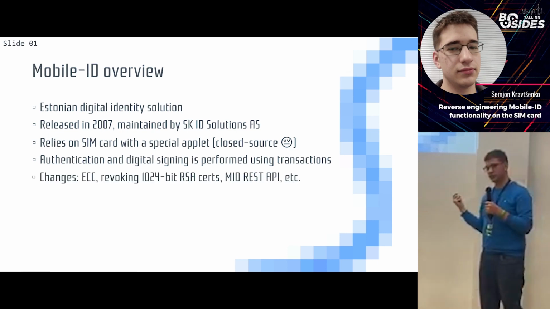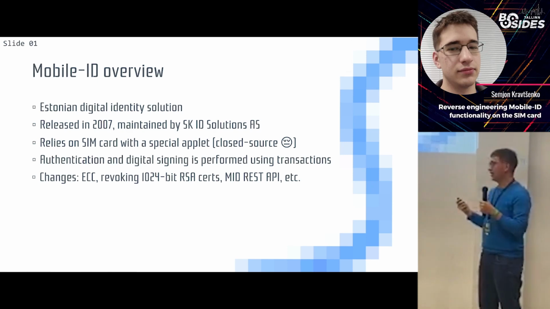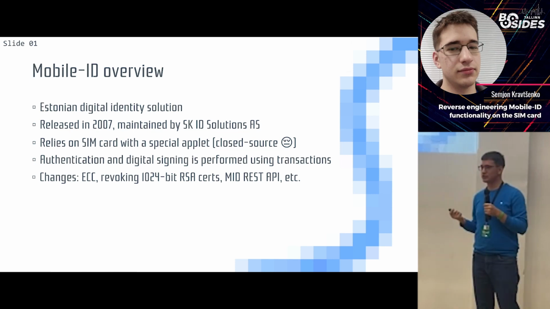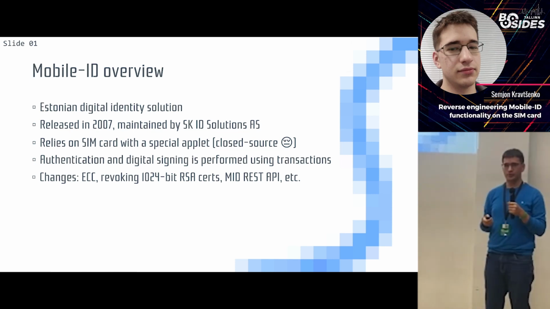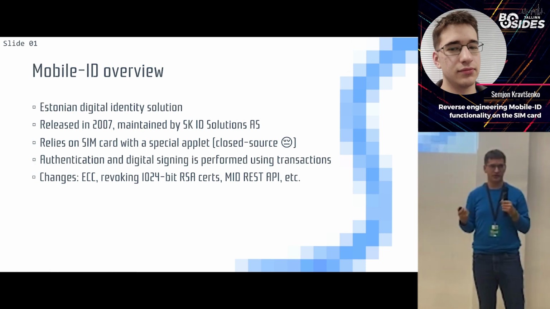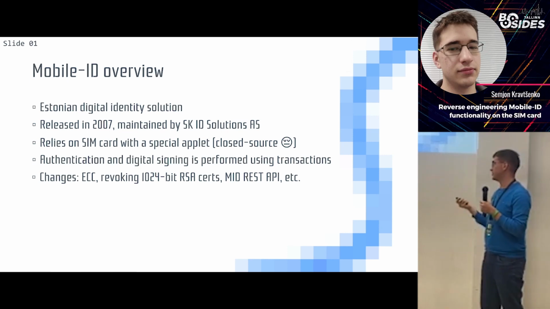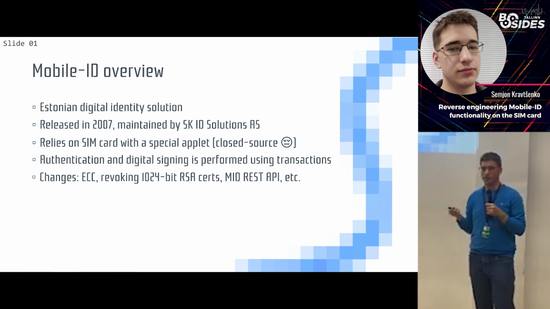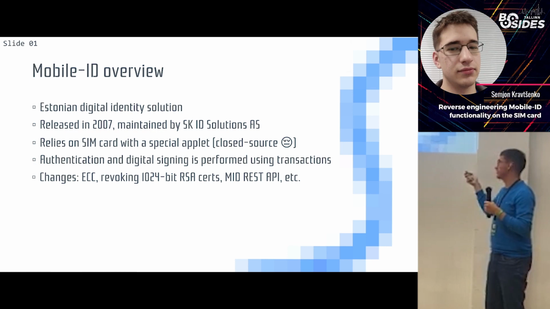Mobile ID had undergone some changes in all the years it was here. One is that they added the support for elliptic curve cryptography, so you can actually have mobile ID with elliptic curve key. And as far as I know, it's the only used possibility right now. So they deprecated RSA, and some time ago they had also deprecated the RSA certificates. They had actually revoked some of them, and they had introduced a new API for e-services to call the mobile ID backend. Oh, I mean connect.